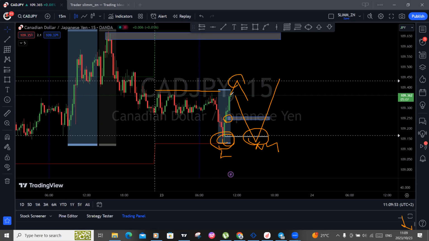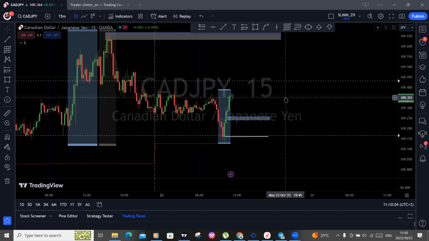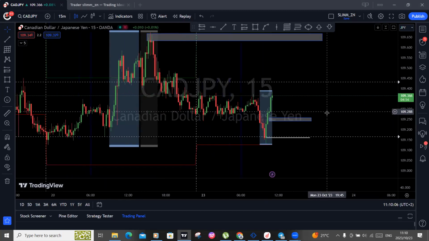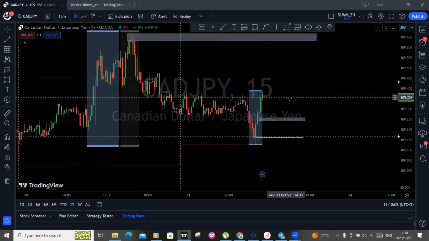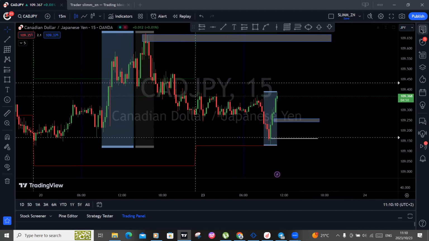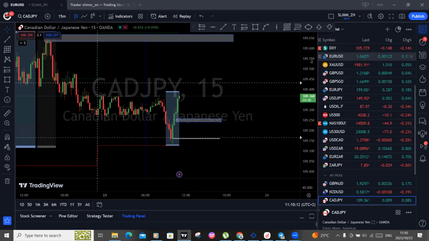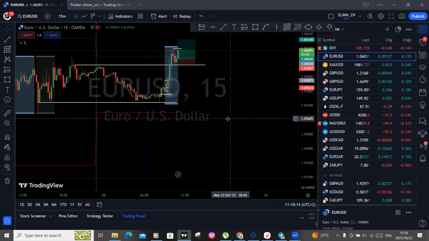If we get a reaction here, then we can still take the sells. But if they decide to just run up, then that won't be a trade for me. So I think that's it for now. That's what I have. I only took a glance at this and I saw the setup and I thought, let me share. So for now, I think that's all I have.